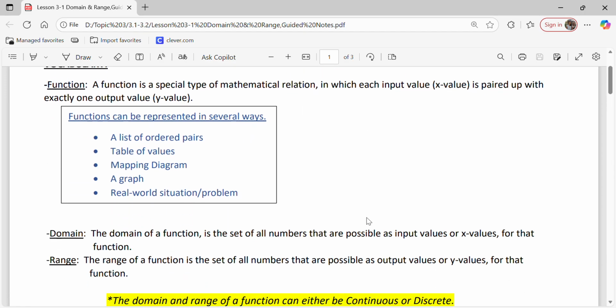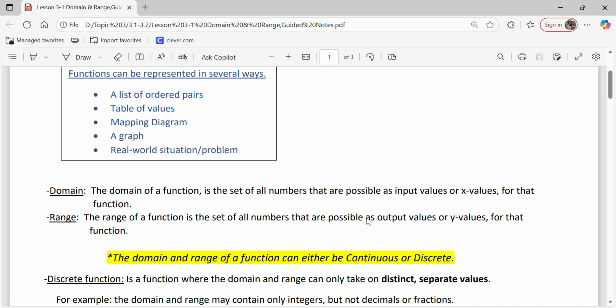Domain of a function is a set of all numbers that are possible as input values or x values for that function, also known as independent variables, as we're going to see later on. The range of a function is a set of all numbers that are possible as output values or y values for that function, also known as your dependent variables.